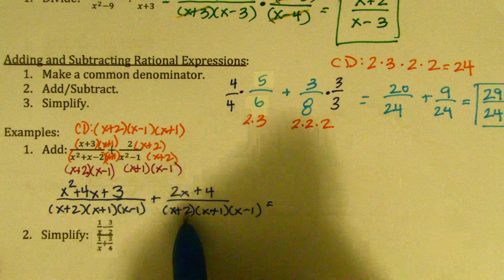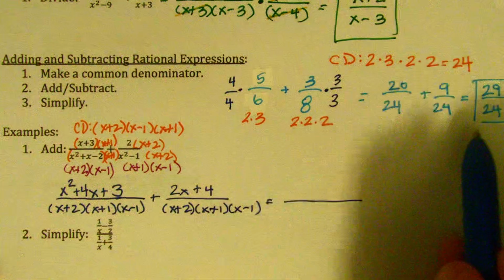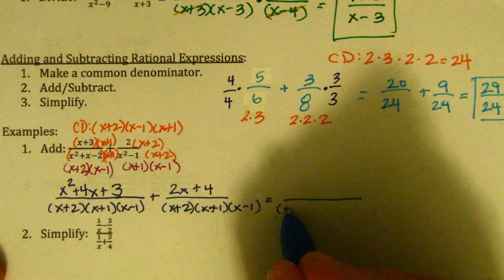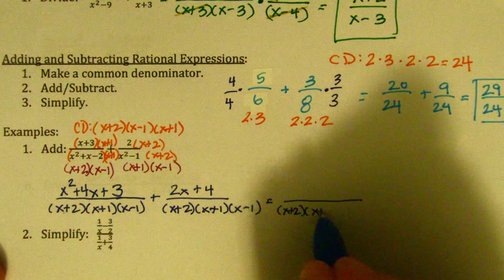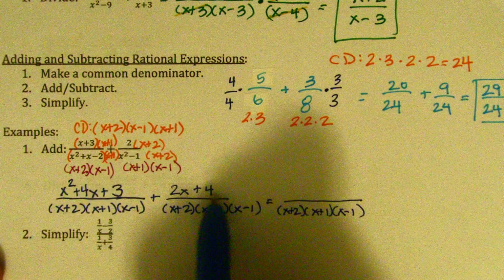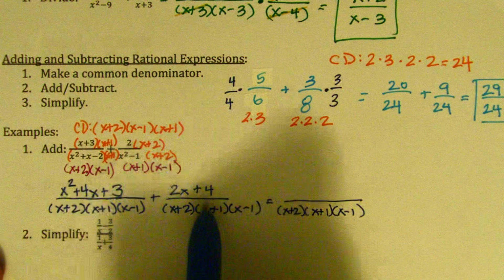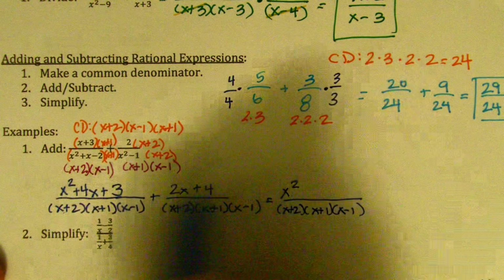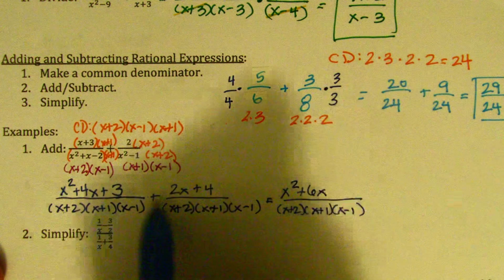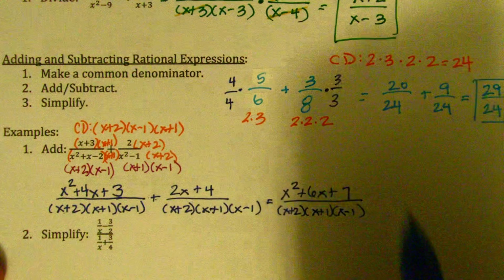So I have my common denominator. I'm going to go ahead and just write it over just like here, 24, 24. Here it'll be the same common denominator. And then adding these, we're just combining like terms. So x squared, well, there's no x squared here. 4x plus 2x is 6x, and 3 plus 4 is 7.